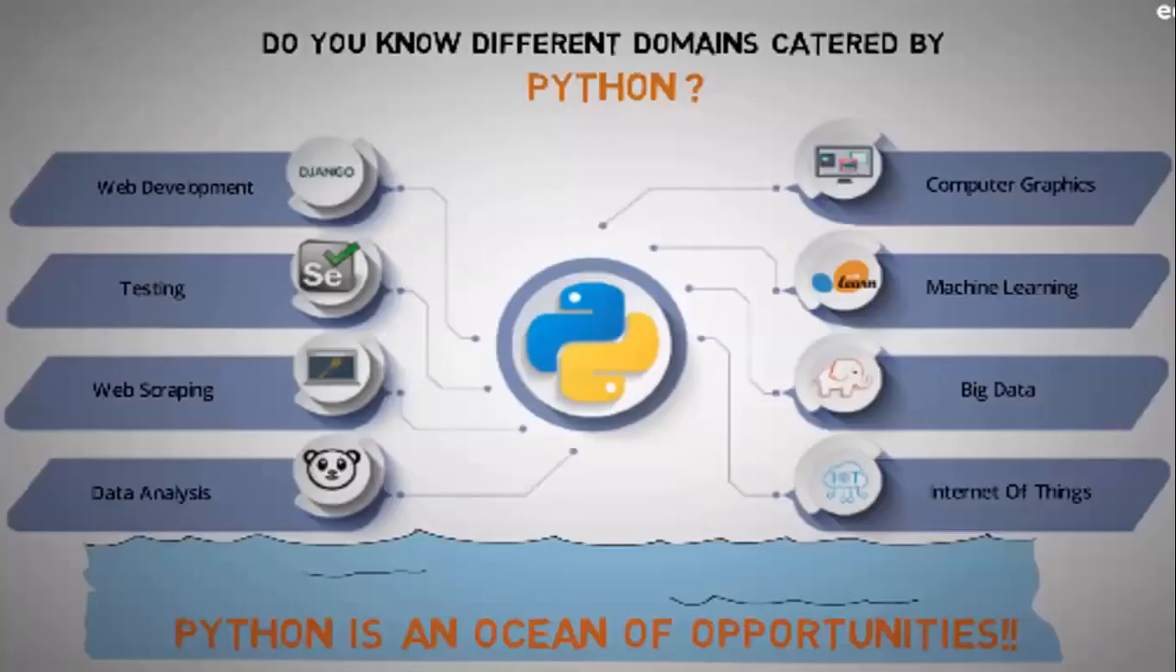You can use Python for a lot of purposes: web development, graphics, machine learning, big data, IoT connections, all these things. But if you use R, it's very difficult to do web development, web scraping and other purposes. Maybe you can use it for data analysis, but other purposes are very difficult. That's why Python is famous over R and other software, and it is user friendly also.